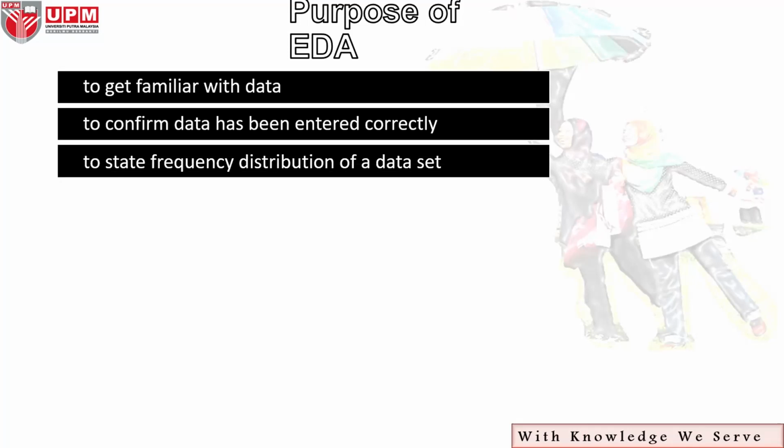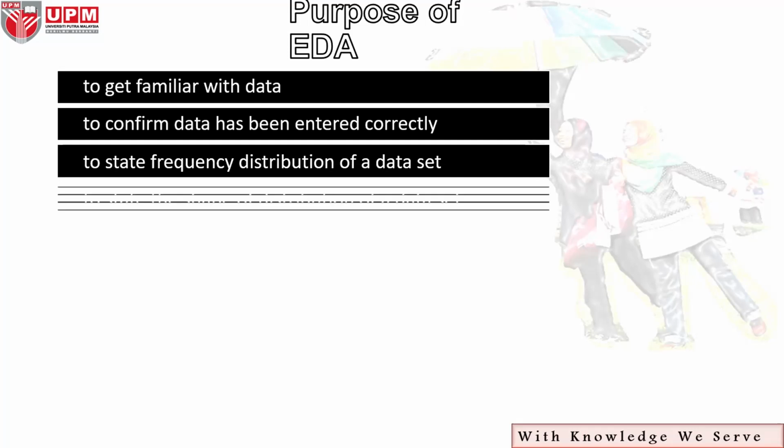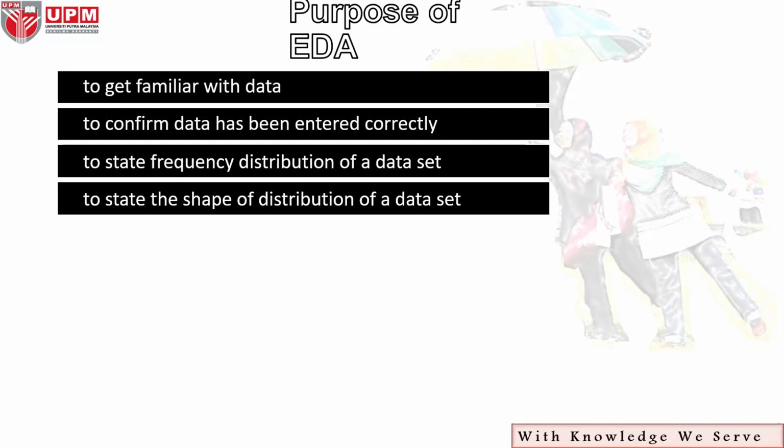Okay, we want to check this. Next, to state the frequency distribution of a data set. So here we want to report findings related to descriptive statistics according to the variables. This part is also where we analyze the demographic findings. And then to state the shape of the distribution of the data. We want to identify whether our data is normally distributed or not. It doesn't matter whether it is normally distributed or not. It just depends on our objective, which statistical analysis we want to use.